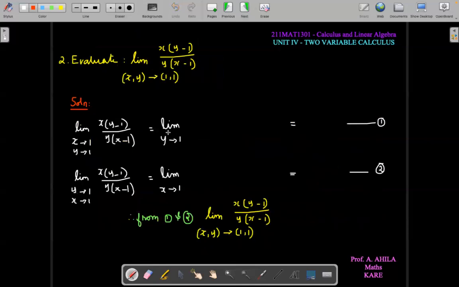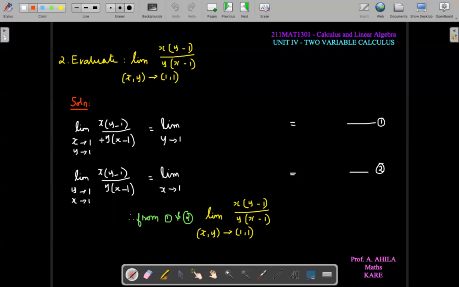Okay. Now see, evaluate limit x comma y tends to 1 comma 1. We can write in this form also, already I told. Function is x into y minus 1 by y into x minus 1. Now I consider in this form. The path 1 form is x tends to 1, y tends to 1. Here both are 1, 1, so no issue. Only the order we should change here in the second path.